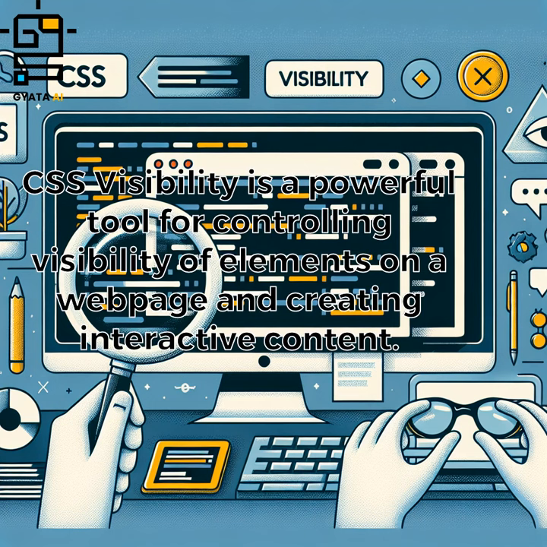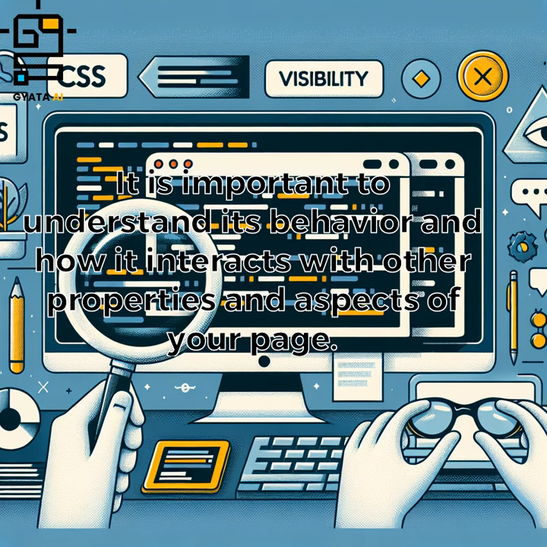Conclusion: CSS visibility is a powerful tool for controlling the visibility of elements on a web page and creating interactive content. It is important to understand its behavior and how it interacts with other properties and aspects of your page.